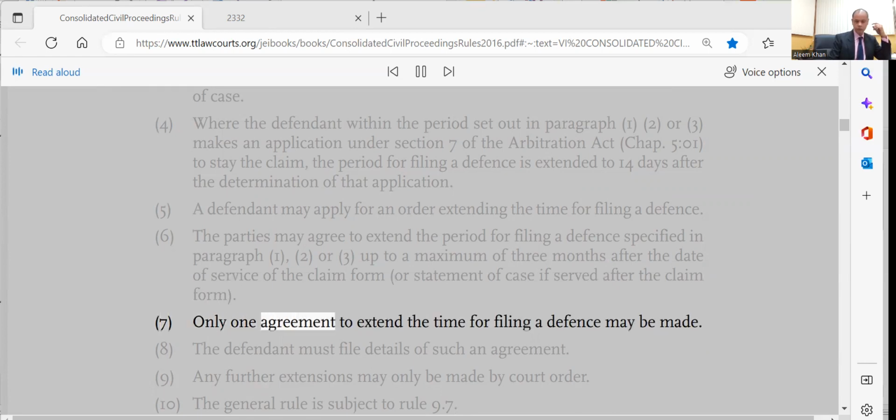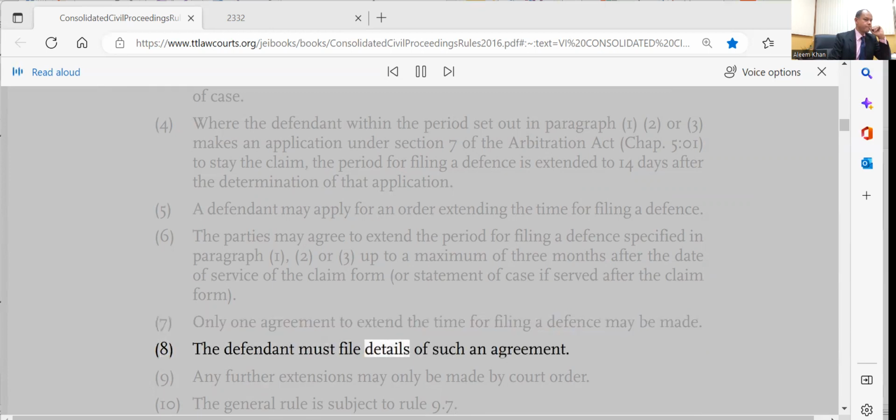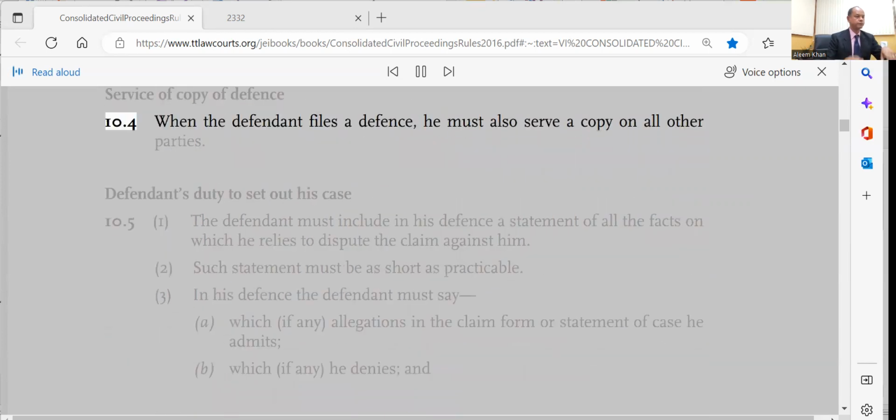7. Only one agreement to extend the time for filing a defense may be made. 8. The defendant must file details of such an agreement. 9. Any further extensions may only be made by court order. 10. The general rule is subject to Rule 9.7. Service of copy of defense 10.4. When the defendant files a defense, he must also serve a copy on all other parties.